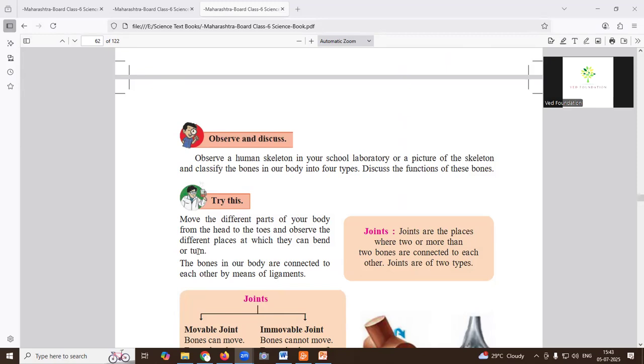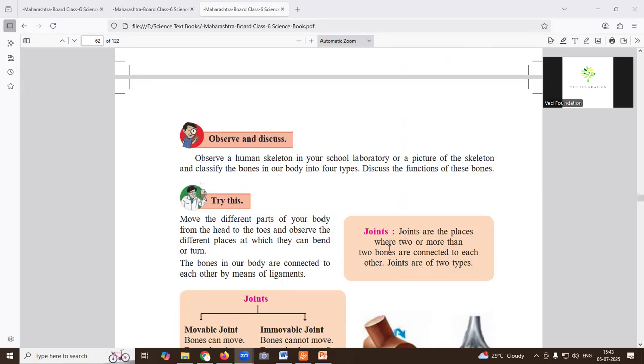The bones in your body are connected to each other by ligaments. Bones are not joined to each other in the skeleton. Skeleton means framework of bones. So the bones in a skeleton are not joined to each other, they are separate. But in the human body, the bones are joined by means of thread-like connective tissue called ligaments. Bones join with ligaments.